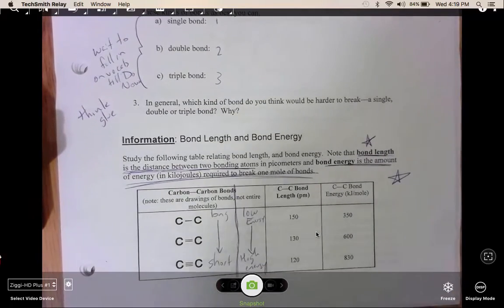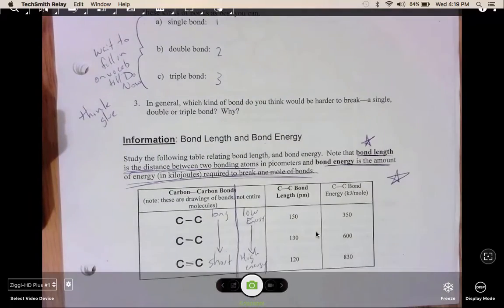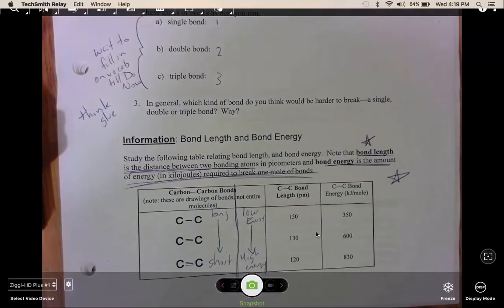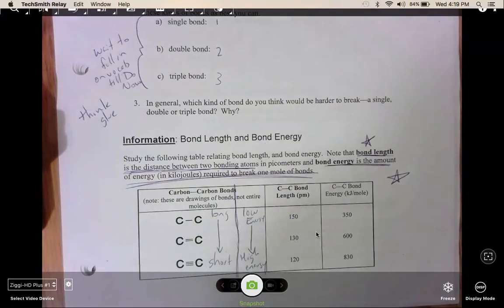Question 3. Which one do you think is harder to break, a single, double, or triple bond? If you remember, bonds happen because of sharing of electrons. So I think about this like glue. The more glue you have, the stickier, the more held together something is going to be. So think about that with single, double, and triple bonds. Which one has the most electrons that are being shared?